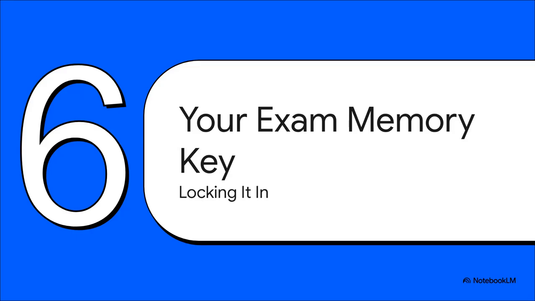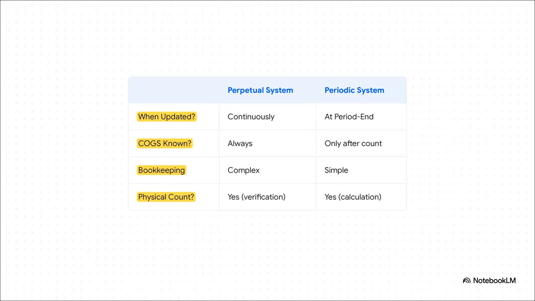Okay, let's bring it all home. We've gone through the definitions, the trade-offs, and that critical exam myth. Now let's lock it all into place so you are ready to go on exam day. Think of this table as your ultimate cheat sheet. When are the books updated? Continuously versus at the end of the period. Is your cost of goods sold known? Always versus only after you count. How much work is it? Complex versus simple. And the big one, is a physical count needed? Yes, for both, but for totally different reasons.